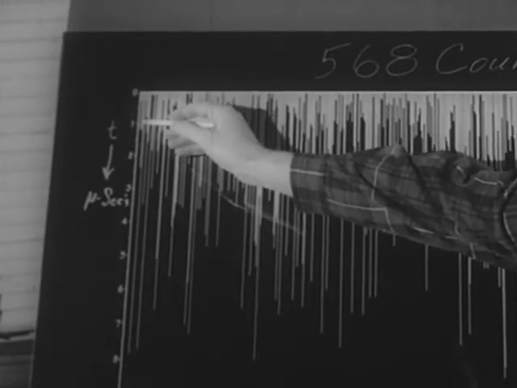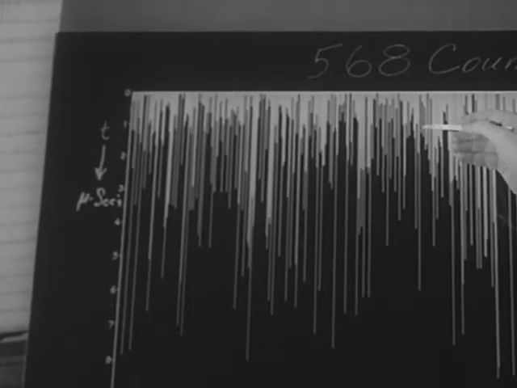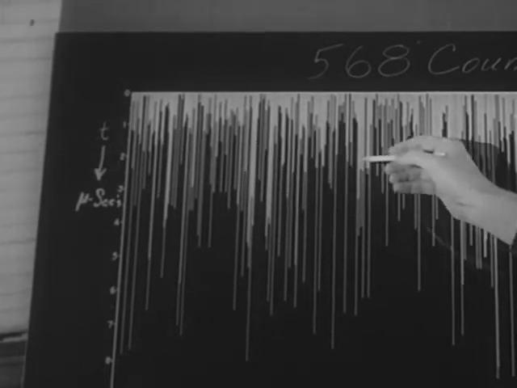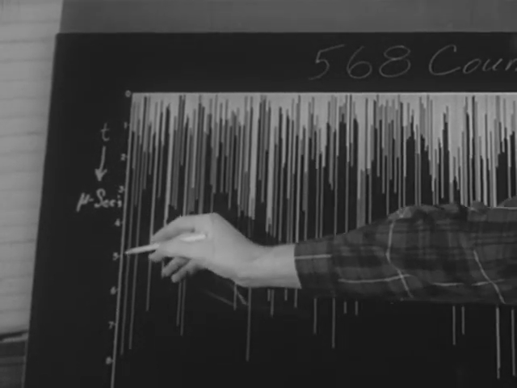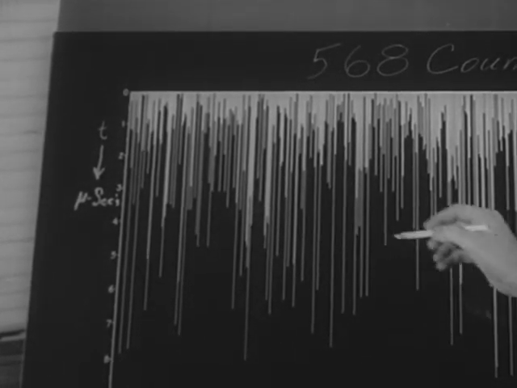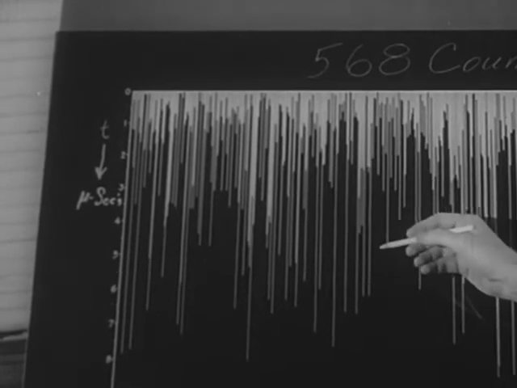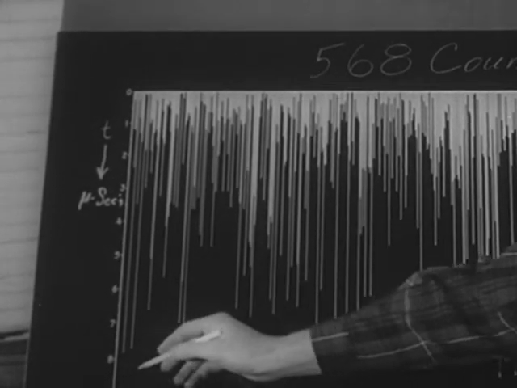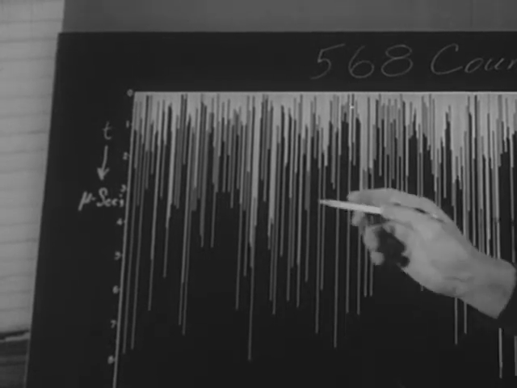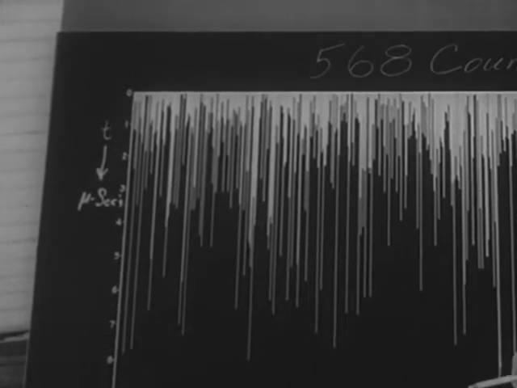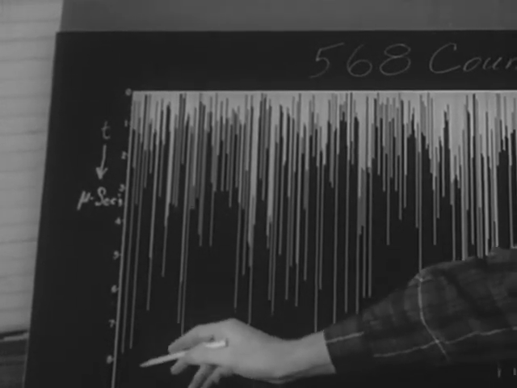Many mesons live for as long as 1 microsecond. Fewer live for 2 microseconds. By the time we get to 5 microseconds, only a small fraction of the original number remains. And by the time we get down to 8.5 microseconds, which is the longest time we can see on the scope face, only a very few mesons are decaying.